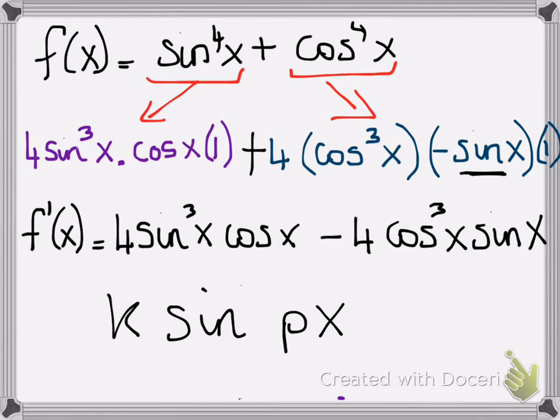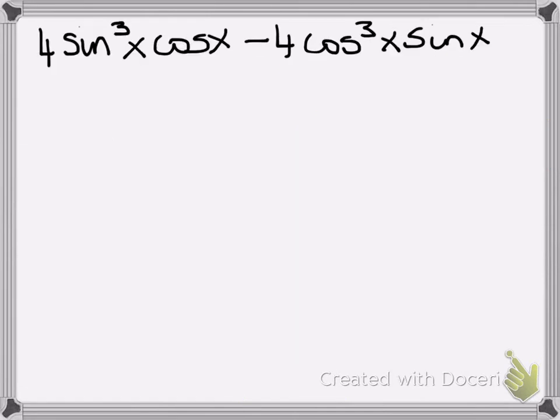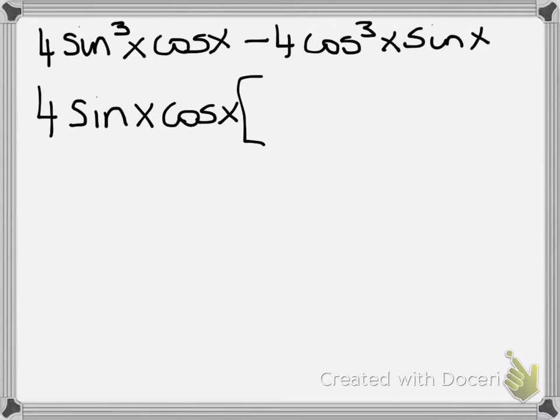Well, first of all, because there's no formula in the log tables for a sine cubed or a cos cubed, to get rid of it, I'm going to factor out what's common to both sides. Okay, so if we look at both of them, they both have a 4, right? So I'm going to factor out 4. They both have a sine, don't they? Sine x. And they both have a cos x. So I'm going to factor out sine x cos x. And I'm going to open my bracket.